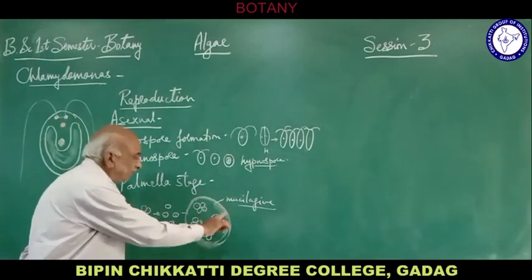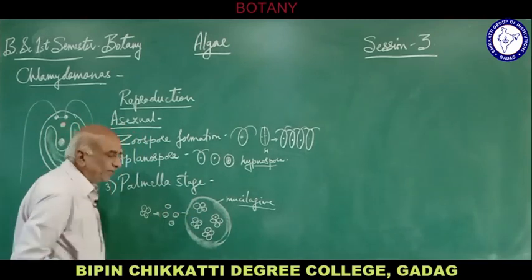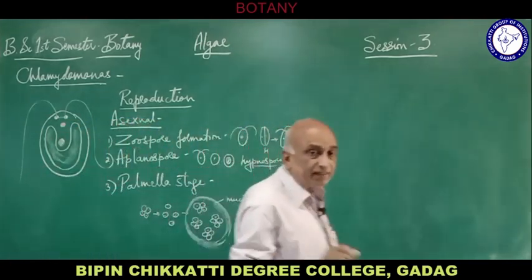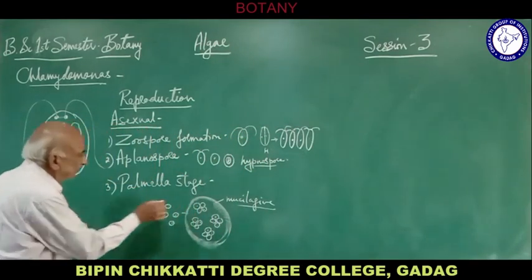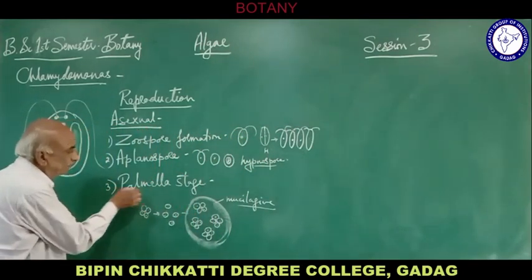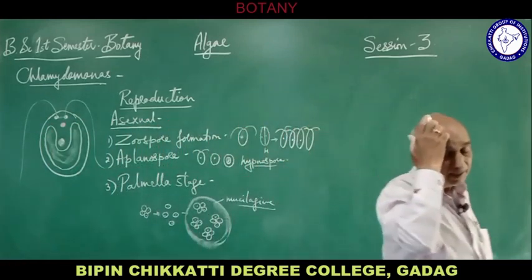So this structure which is seen in the groups, they are not having flagella, but they are having cells. They are found only in groups. So they resemble an alga which is called as Palmella. So Palmella is the name of an alga, a green alga.